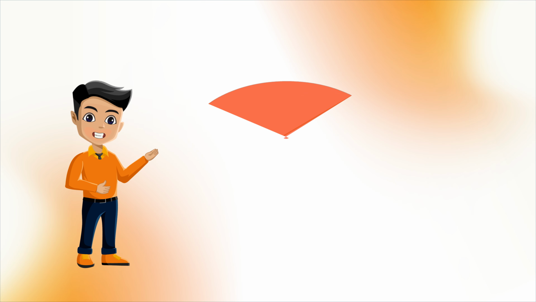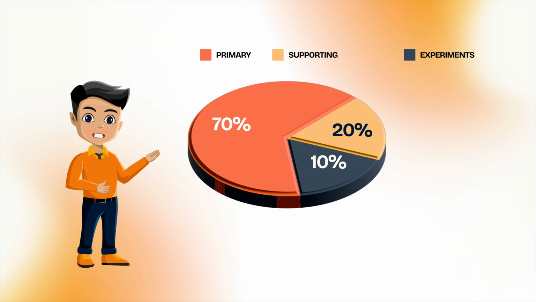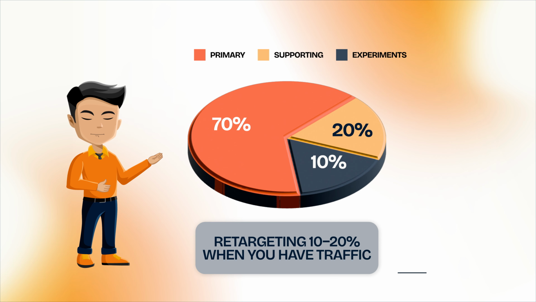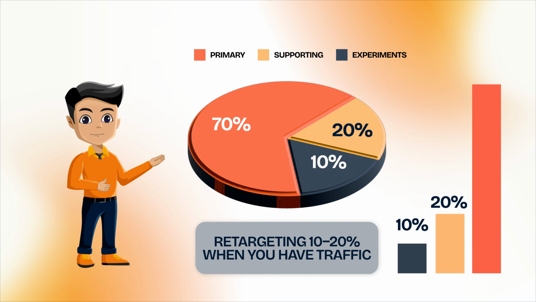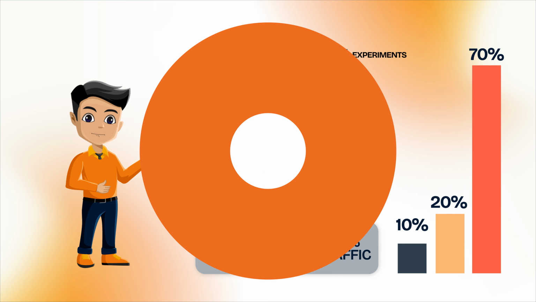4. Allocate by channel with a 70-20-10 split. 70% to the primary channel, the one with proven intent. 20% to supporting capture: retargeting, branded search, email capture. 10% to experiments: new hooks, creators, one new channel. Keep retargeting at 10 to 20% of paid spend once you have traffic.